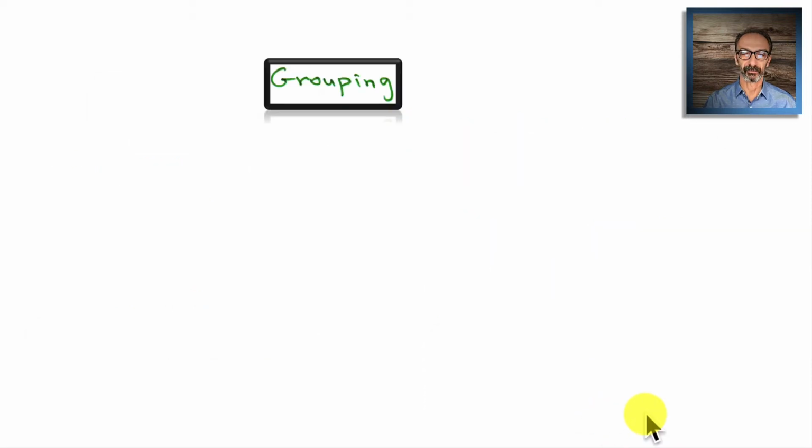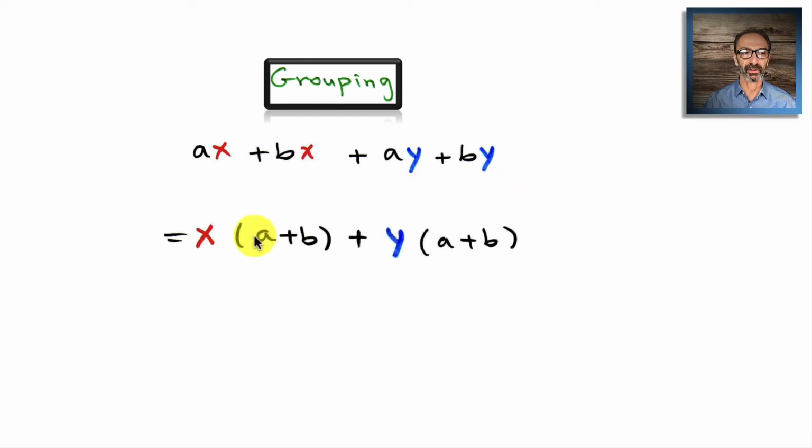Grouping. Here's a good example, a simple one. ax plus bx plus ay plus by. Notice that I'm using colors here to highlight and show you that this is one group and this is another group. From these two terms, we could factor out 1x. From these two terms, we could factor out 1y, a common factor y. And this is how we do it.